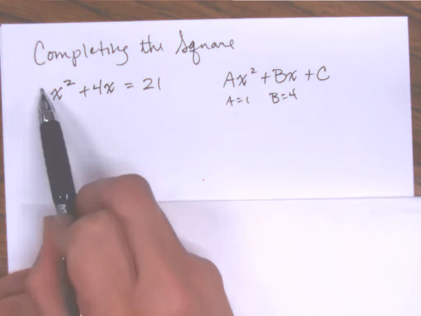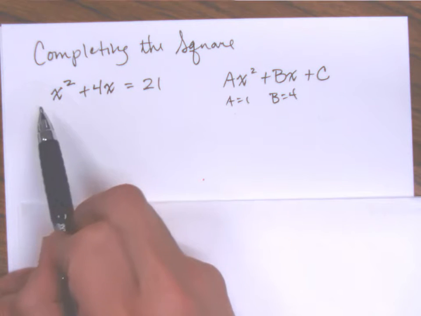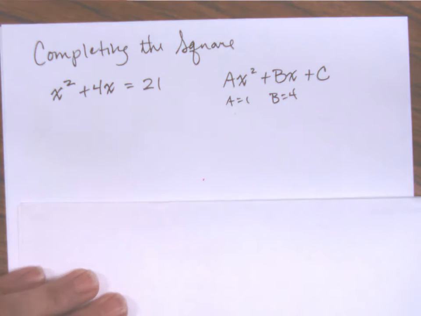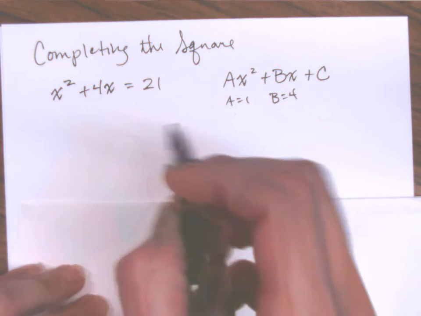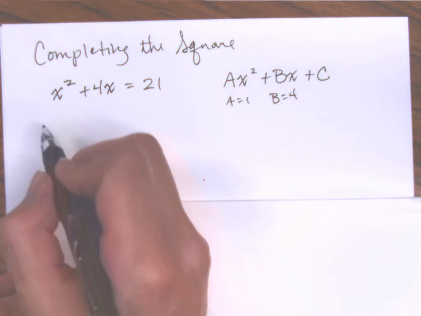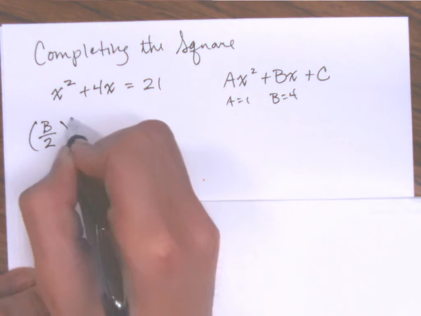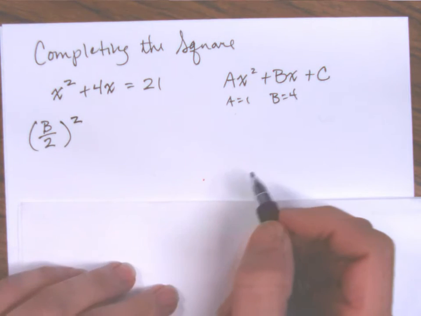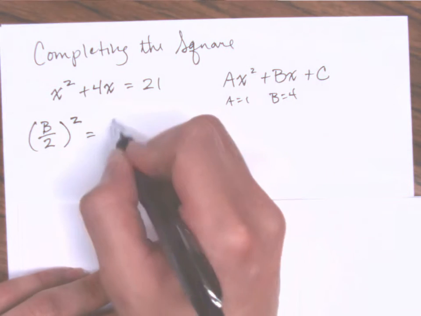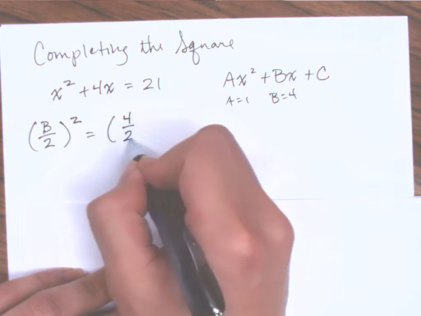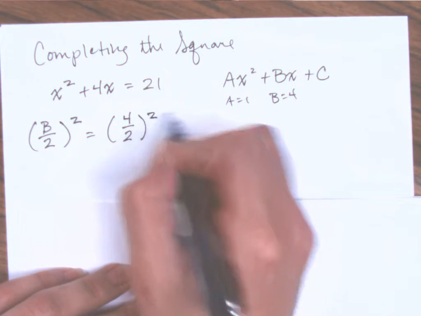So I can't use this if I have any number here in front of x squared as a coefficient other than 1. But I have 1 as my coefficient, so I'm good to go ahead and do my completing the square. And when you do that, you're going to take b, divide it in half, and then square it. Okay, so b here is 4. Need to divide that in half and then square it.